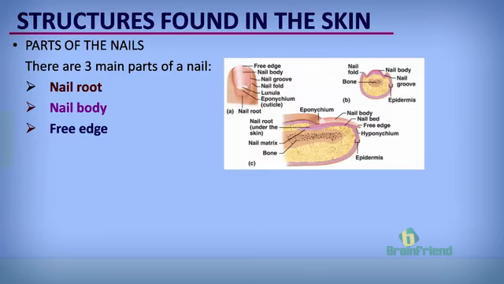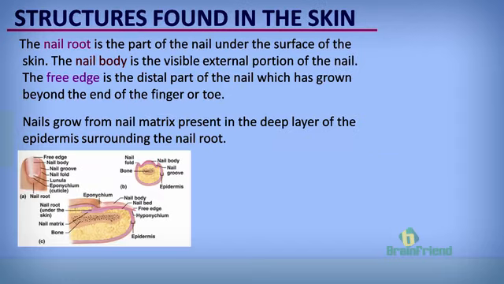The nails have various parts. They have three main parts: the nail root, the nail body, and the free edge. We can see the nail root, which is deep under the skin. This is the nail body, which is the part we see on top of the skin. Then we can see the free edge, which is the outgrowth of the nail, the part that grows out from the nail body. These different parts perform protective functions together in the skin.